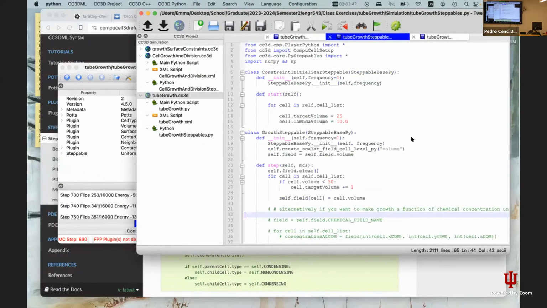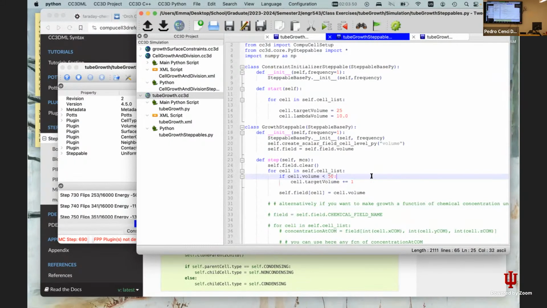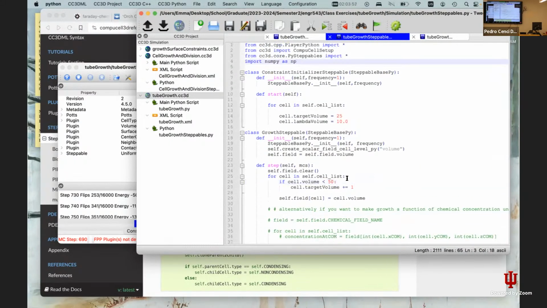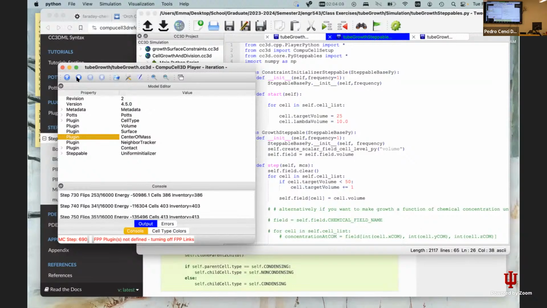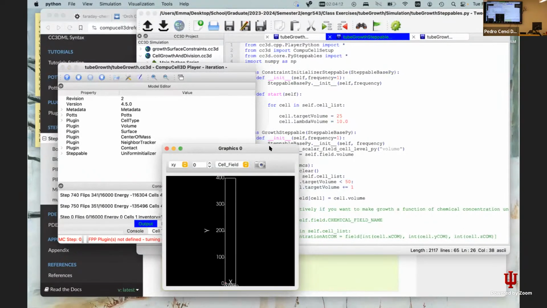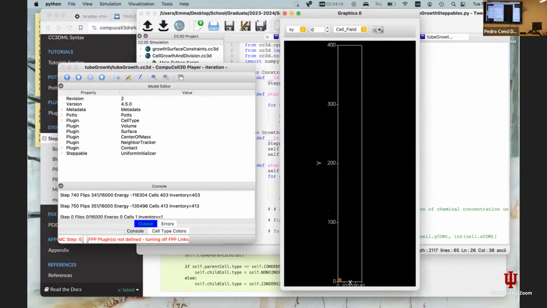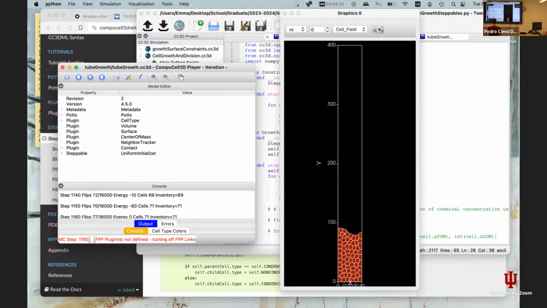Now go to Steppables and define a global variable. Yeah, we don't need a global variable. If cell.target volume, not volume, is lower than 50, it doesn't grow anymore. And let's run it. Okay, I'm starting to understand target volume is complicated. That's what I'm learning. Good news. Let's see. It already looks like it's going to work. It's super simple, isn't it?